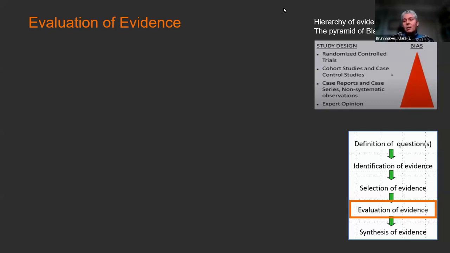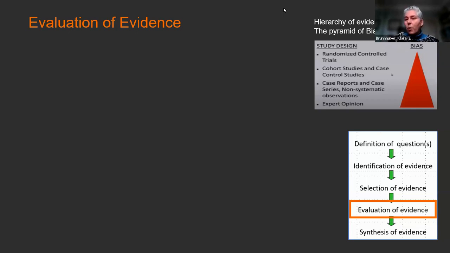But of course, that again depends on your study question. But it is acknowledged that the smallest level of bias are at the top of the pyramid, randomized control trials, whereas if you walk down this pyramid to cohort studies, case control studies, then further down to case reports, case series, non-systematic observations, and then finally to expert opinion, the risk of bias is larger and larger and larger.